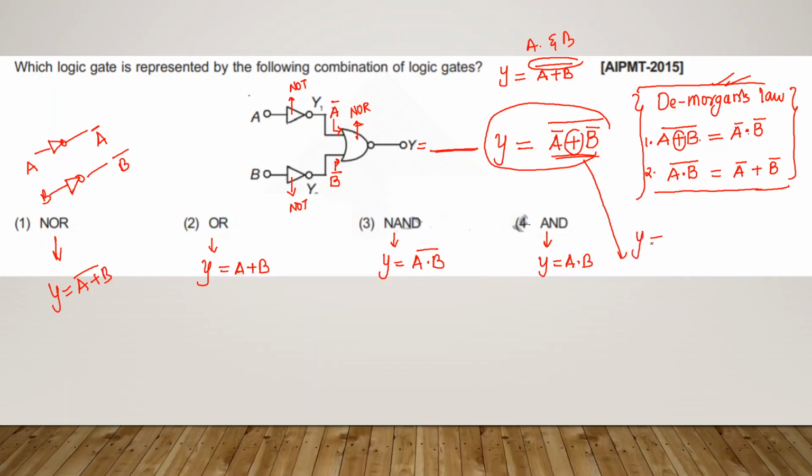See here, I am writing this answer: (A bar plus B bar) whole bar. Now this can be written as, see, this bar was separated. Already a bar is there over A, and above that one more bar will come. This plus place will become dot. Again we are having a bar above B and one more bar will be there. See, A double bar is nothing but A. B double bar is nothing but B.